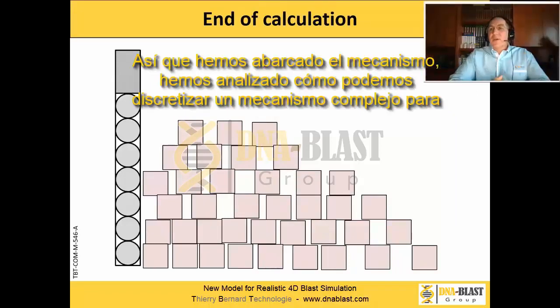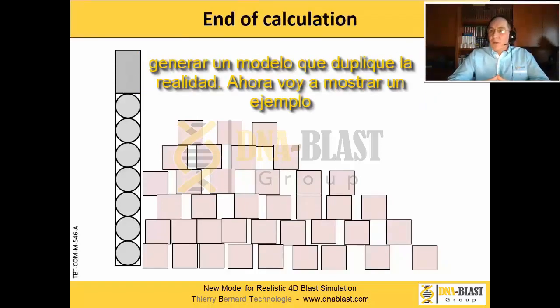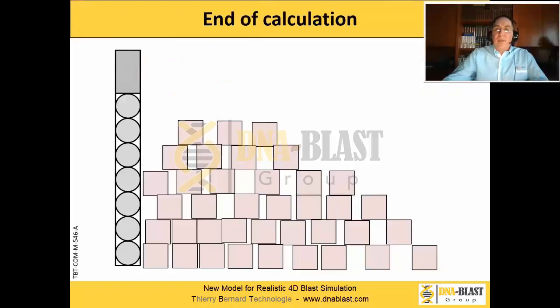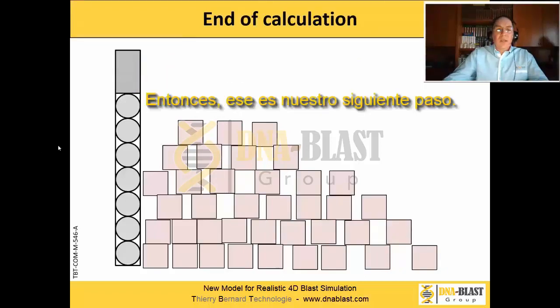So we have covered the mechanism. We have seen how we can discretize a complex mechanism to produce a model that will duplicate the reality. Now I will show you some examples where we run this model in real cases, and you can see how it's performing and what we can do with that. So that is the next step.